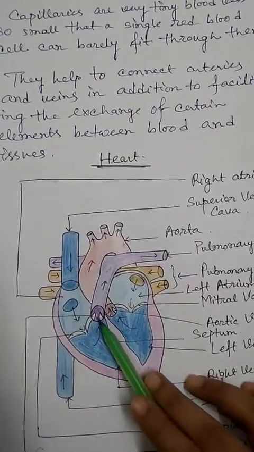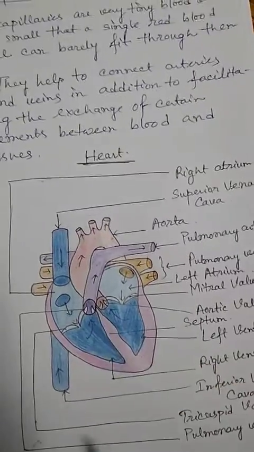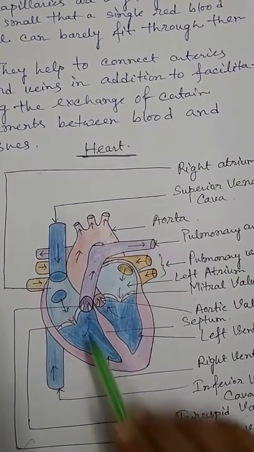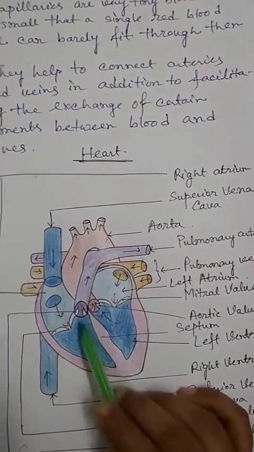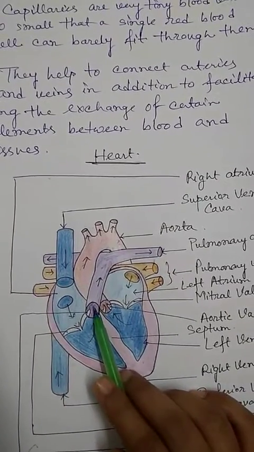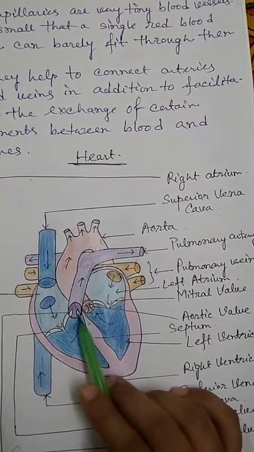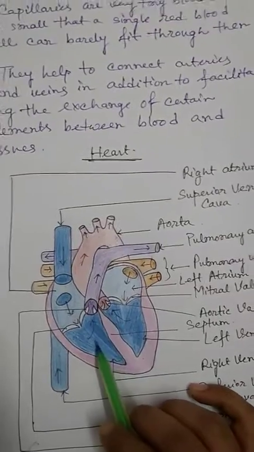These valves are also known as the pulmonary valves because they are present on the pulmonary artery. When the blood enters into the pulmonary artery, because of these valves, it cannot return back into the right ventricle.